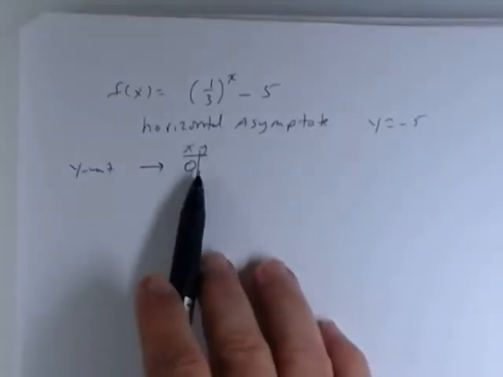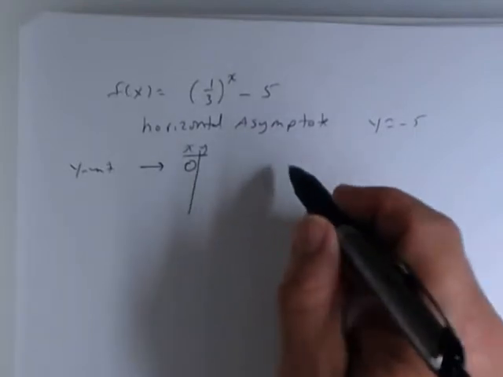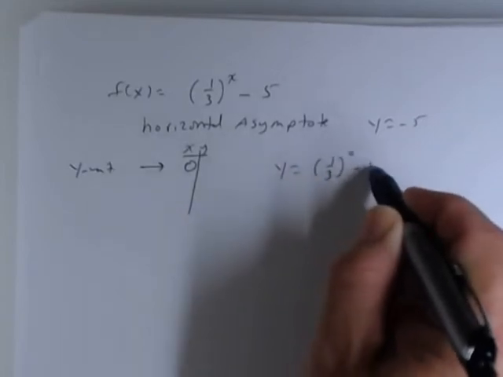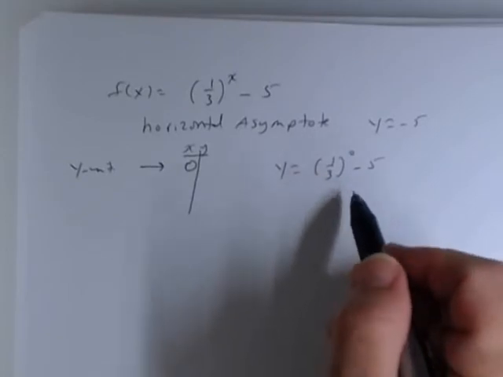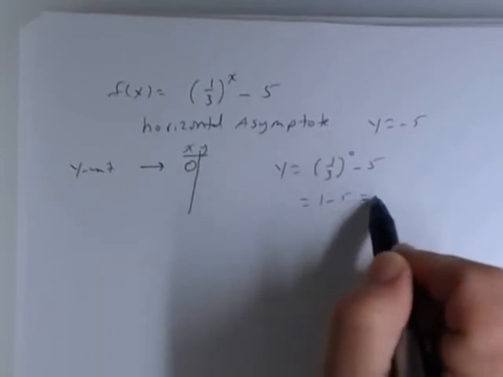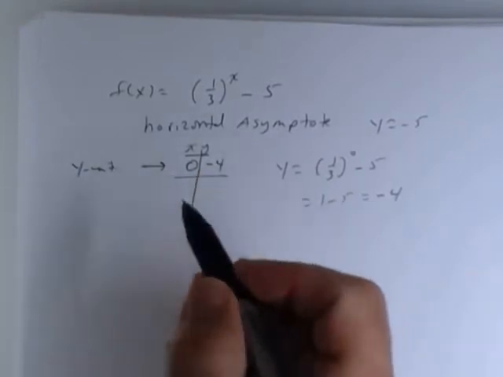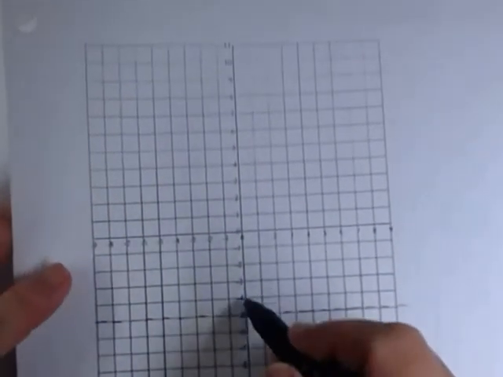So an exponential function is always going to have a y-intercept. So to find the y-intercept, you let what? X be 0. So I would let x be 0 because that's going to be my y-intercept. And so when x is 0, I get y equals 1/3 to the 0 minus 5. And what's 1/3 to the 0? 1. And what's 1 minus 5? -4. Okay? So then I plot the point 0, -4, which is here.